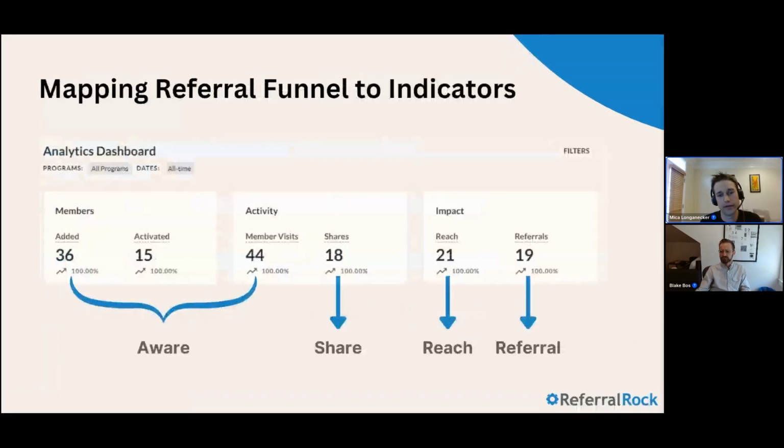So then what we want to do, and this is what our new dashboard is all about, is take that understanding of the referral funnel and map that to key indicators. The referral analytics dashboard has 6 indicators. 3 of these are really focused on understanding the aware stage, and then there's going to be an indicator for each of the other stages.